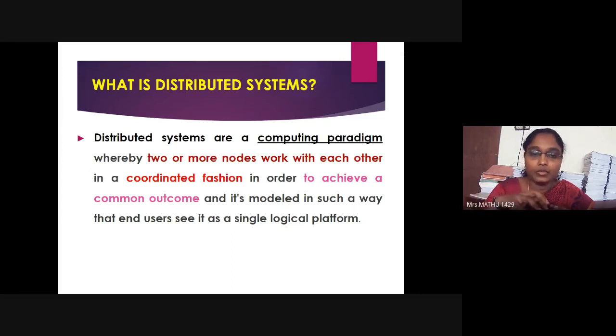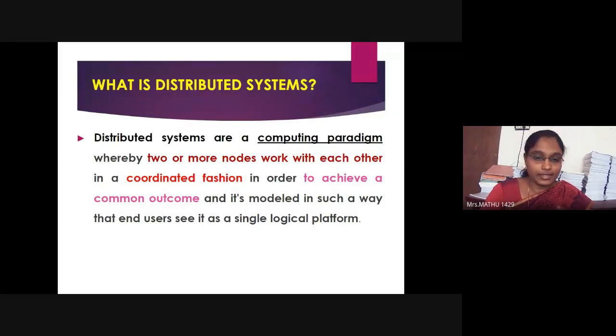They wanted to achieve some common outcome, and they work in a coordinated fashion. That is what a distributed system is about. When we look from outside as an end user, it seems like a single platform. But it is a network where several nodes are connected with each other, and they work in a coordinated fashion to achieve some common purpose, or a common outcome. That is called a distributed system.